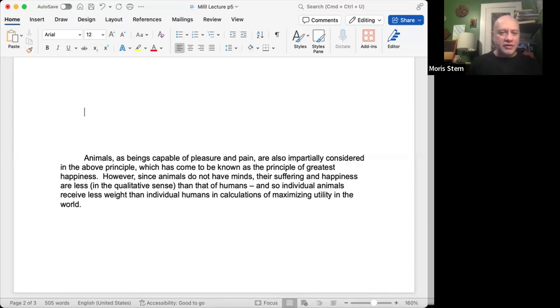However, since animals do not have minds, their suffering and happiness are less, in the qualitative sense, than that of humans. And so individual animals receive less weight than individual humans in calculations of maximizing utility in the world.